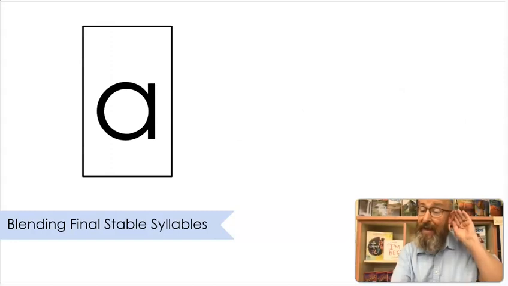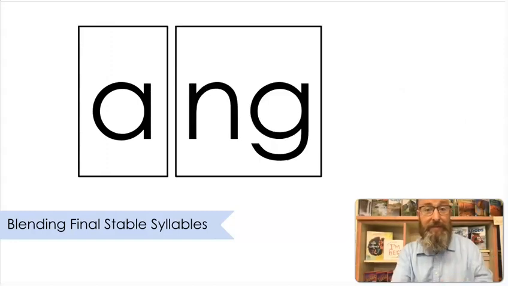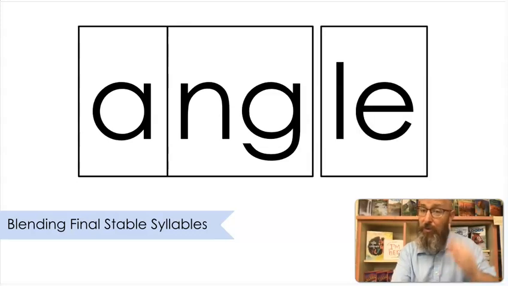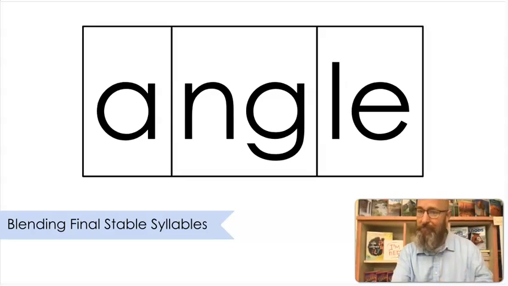Sound. A. Sound. Ng. Put that together. Angle. Speaking of math again, we know that a triangle has 3 angles at the vertices.